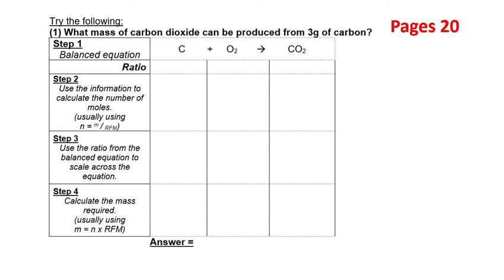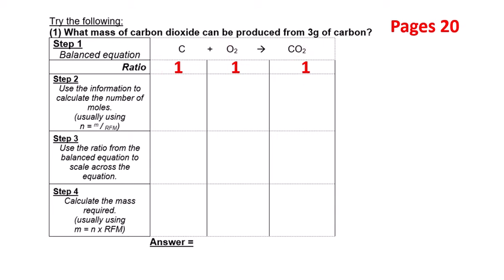So these were on page 20. So the top one was, what mass of carbon dioxide can be produced from 3 grams of carbon? So first thing, as we said to do, is look at your equation and then get the ratio of it. Now you remember how we get that. So we look at the balanced equation, and you can see there's no numbers in front of each of those. So you're assuming one of those reacts with one of those to produce one of those. So there's our ratio 1:1.